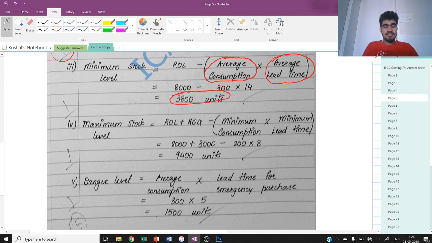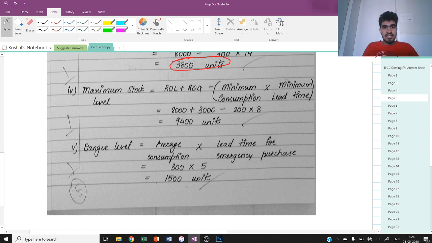The maximum stock level's formula is what? Reorder level plus reorder quantity minus minimum consumption into minimum lead time. Okay, because of lack of time, I wouldn't be deriving the formula which I've already mentioned in the certified copy. The derivation of this formula would be altogether a different lesson, so I would be covering that in a different video. So maximum stock level is what?